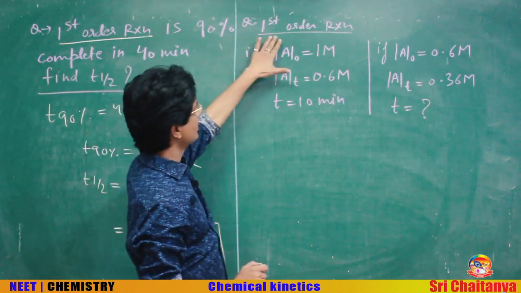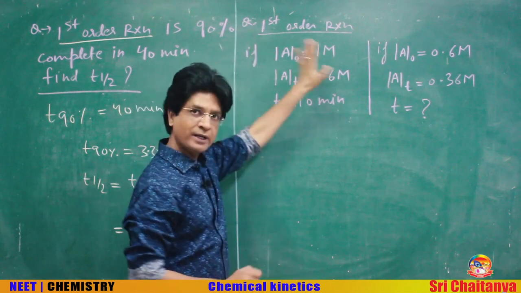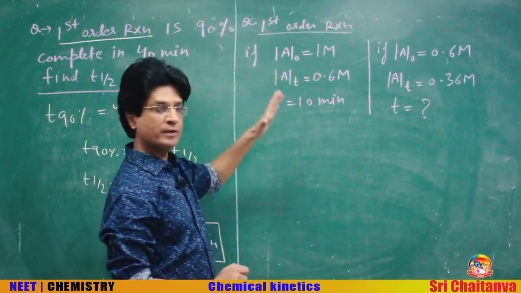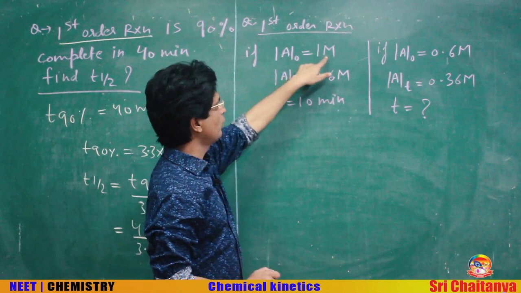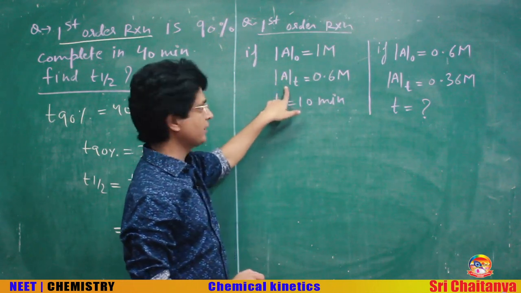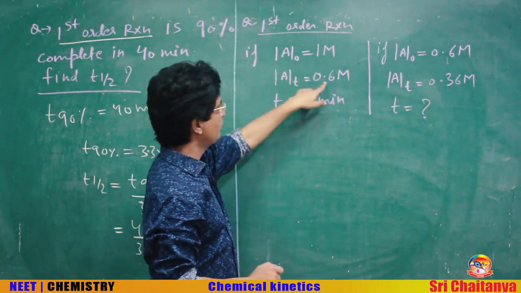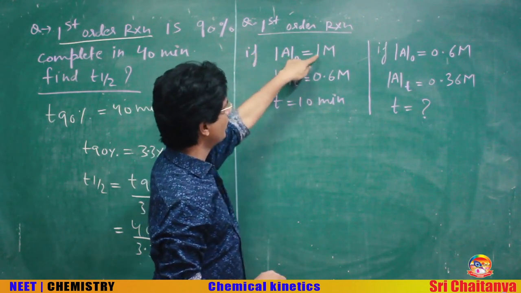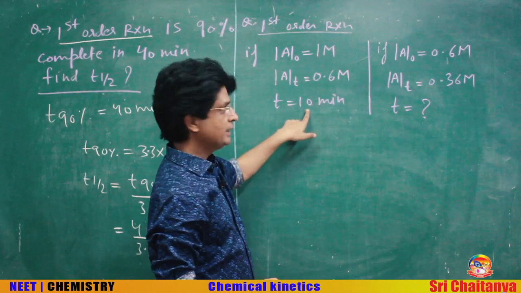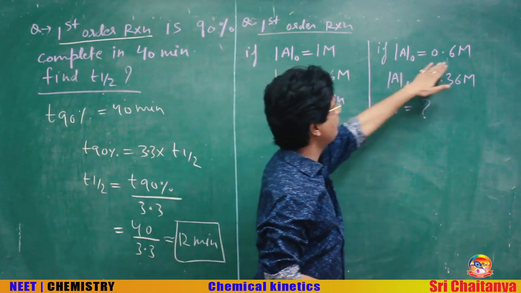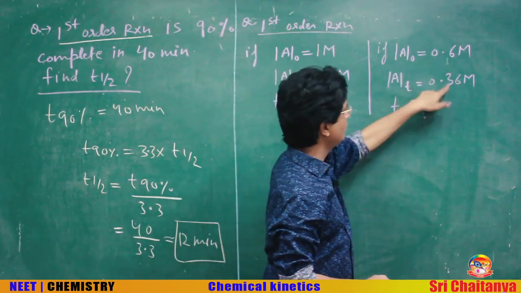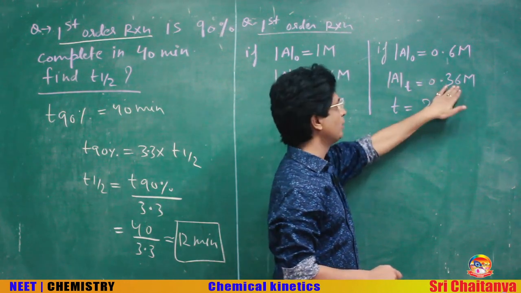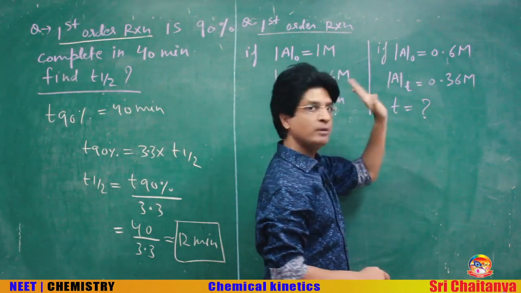Now come to this question. This is a first order reaction. So they have given you two situations. When A naught is 1 molar and the reactant remaining is 0.6 molar, the time taken to come from 1 molar to 0.6 molar is 10 minutes. They are saying that if we begin with 0.6 molar and we want to come to 0.36 molar, the remaining amount, how much time will be required?